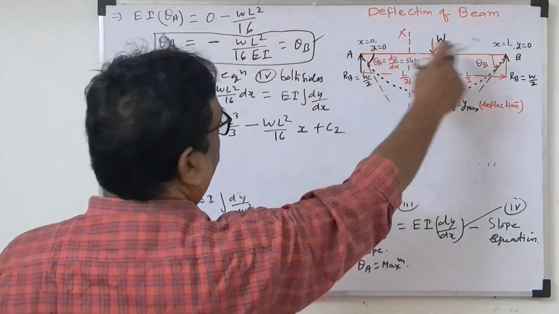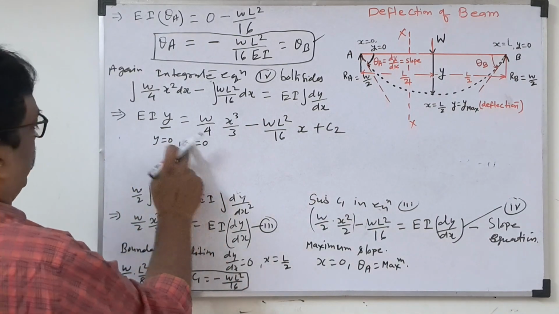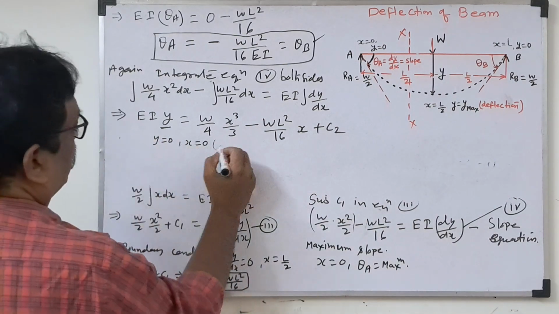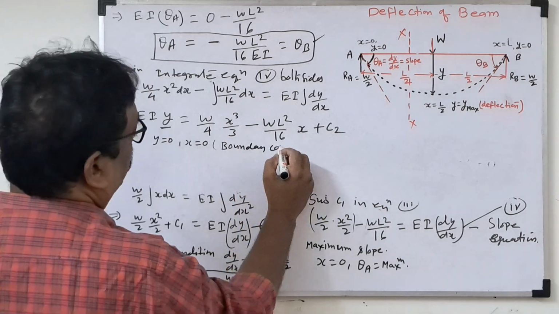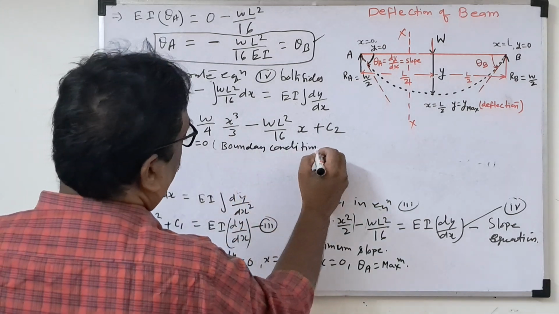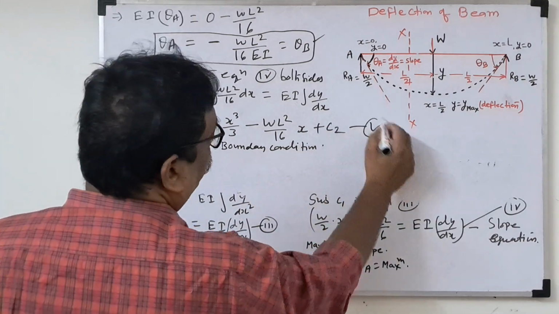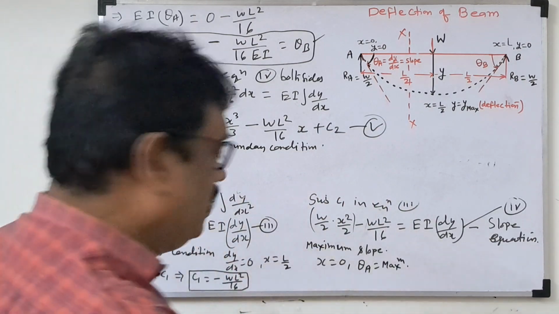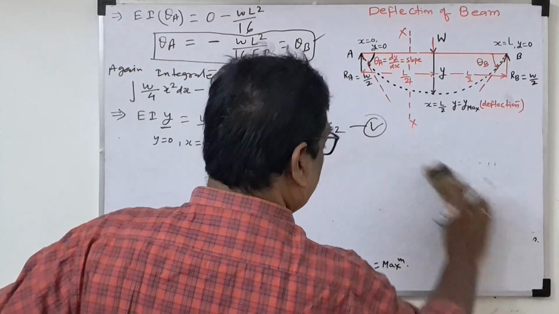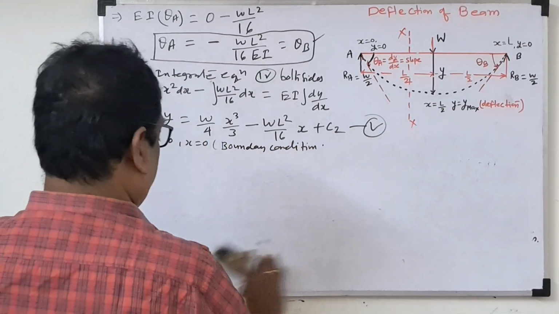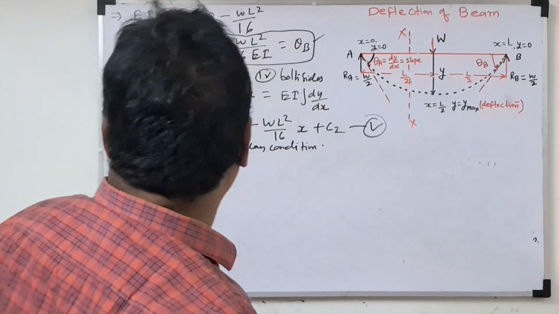Deflection is 0 at point A and B. So at point X, now substitute this boundary condition. If you substitute these boundary conditions in equation 5, then what will you get? We will get this one equation.